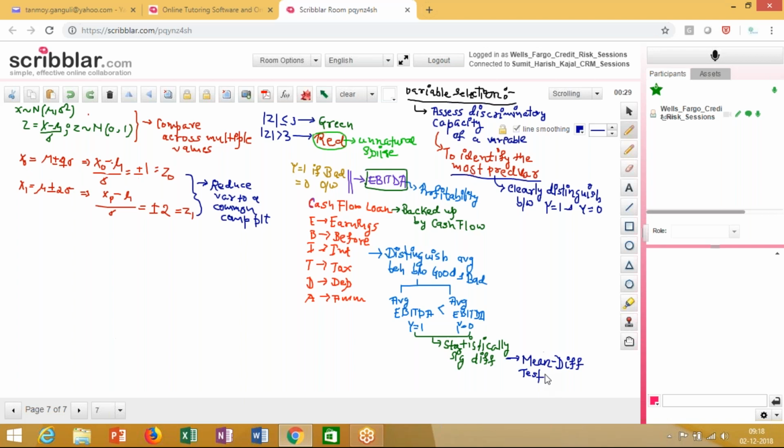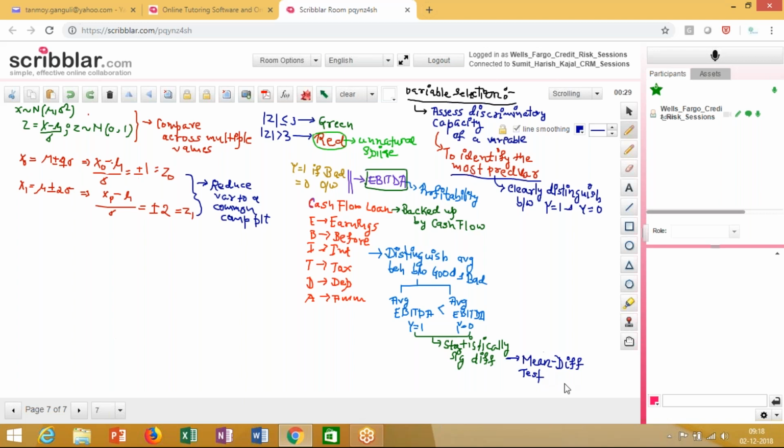Mean difference test, right? So over here, one way of performing variable selection is to perform mean difference tests. So basically, if the variables entering your model are continuous variables, you can look into the average behavior of the continuous variables across the groups, and you can conclude on that on a very sound basis by using the mean difference tests.